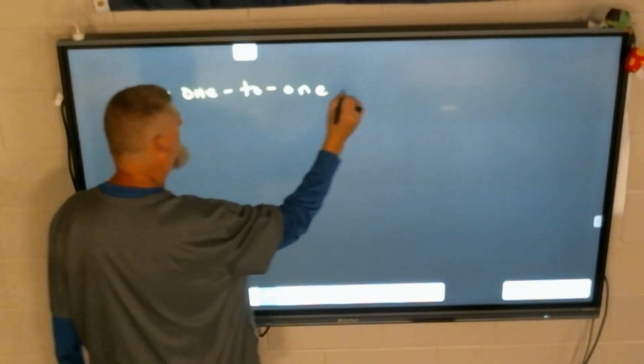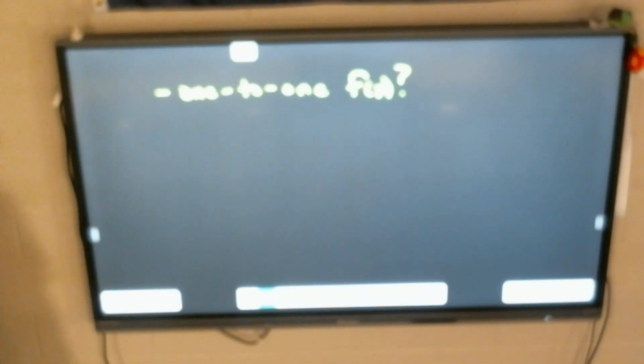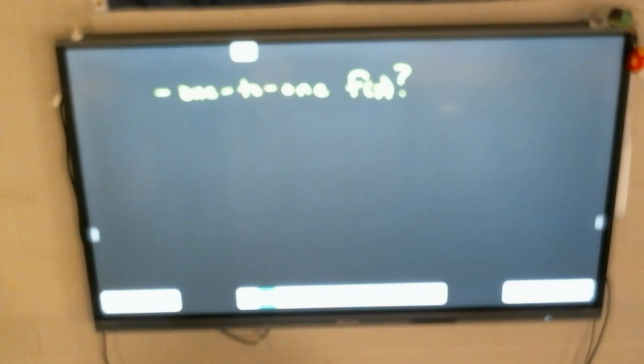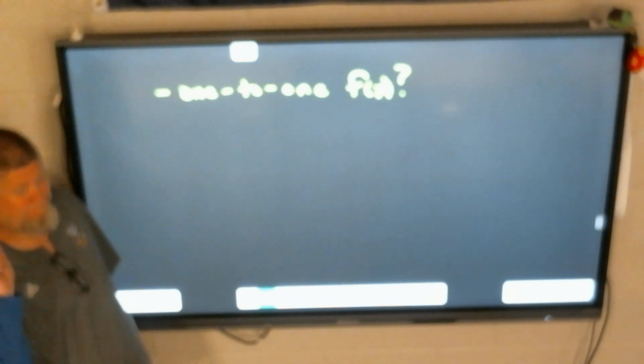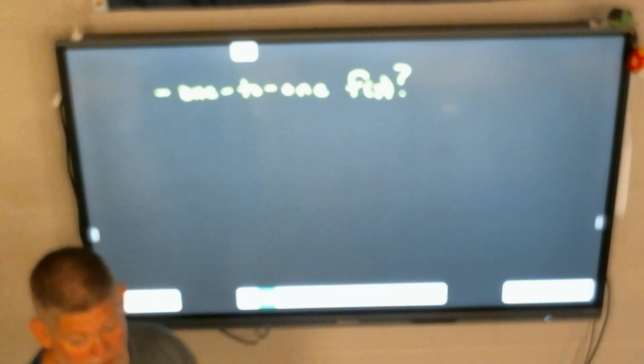So then, another dash. What is a one-to-one function? What is a one-to-one function? Specific type of function. Yeah? Something that has equal input and output. That has the same input and output. Like x and y are equal to 1. No. Appreciate your guess though. Appreciate you trying.